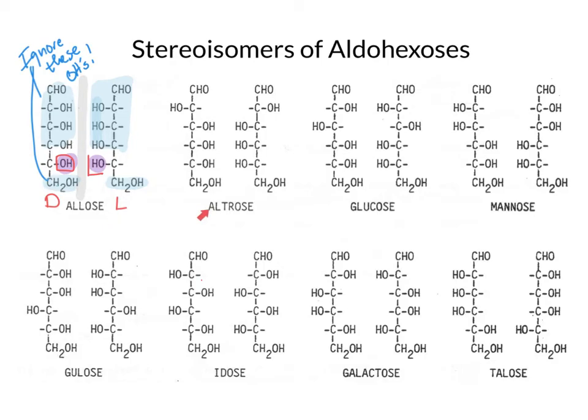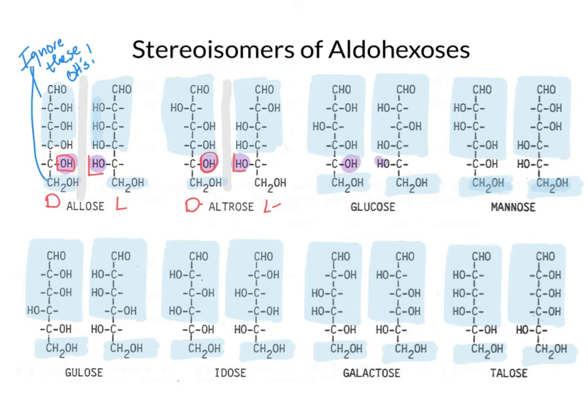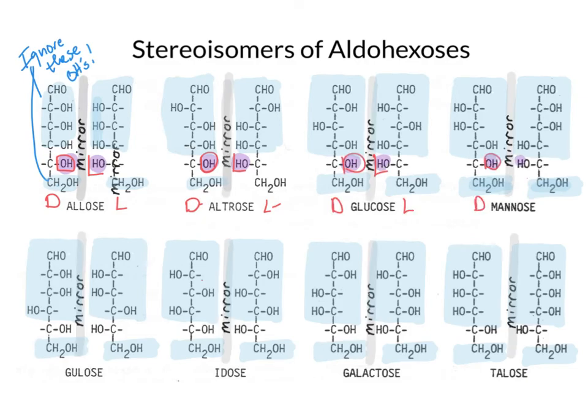Now we'll look at altrose. We see the first one, the OH is to the right, so that is a D sugar. The second one, that OH, second to the last one, is on the left, and that is an L sugar. And it ends up that all of these are following that pattern. First the D, then the L, and you see that pattern throughout this set.